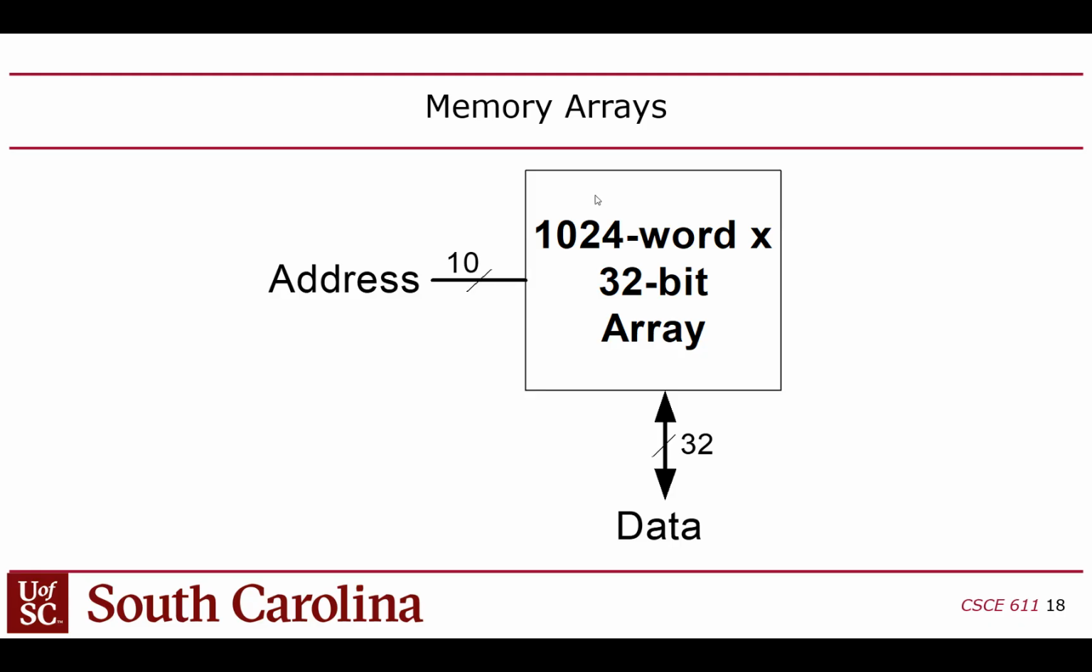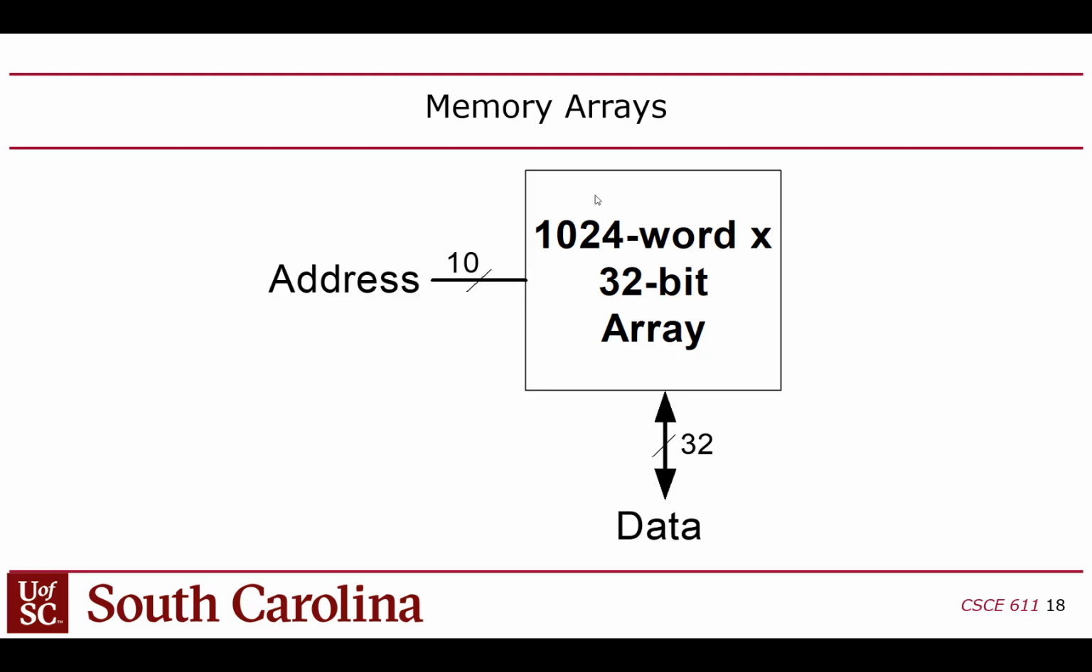So the ordering here is rows and columns, right? 1024 rows, 32 columns, 32 bits columns, right? Okay, just like in C and just like in linear algebra, rows come first, columns come second. Depth comes first, width comes second, okay? So this will create 32 kilobits in total, 32 times 1024.